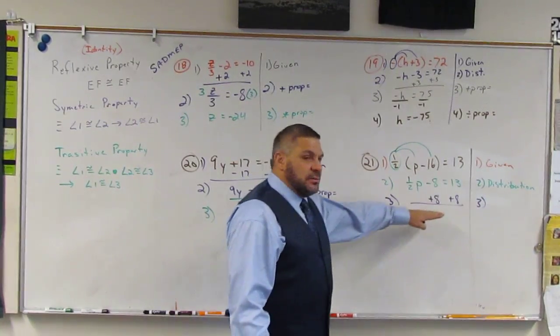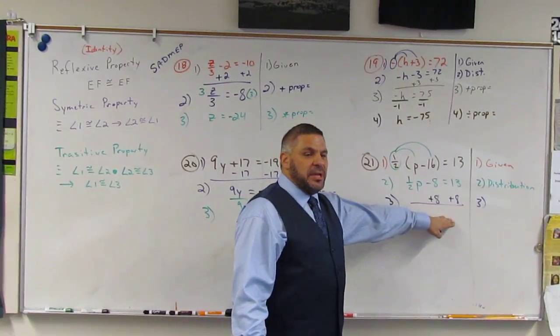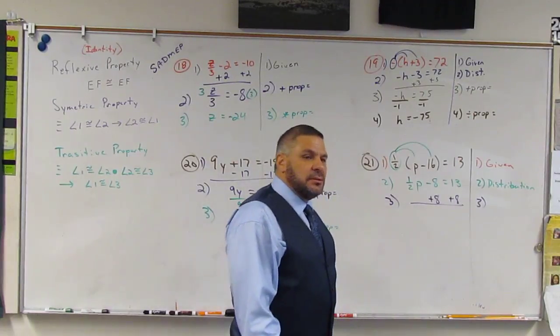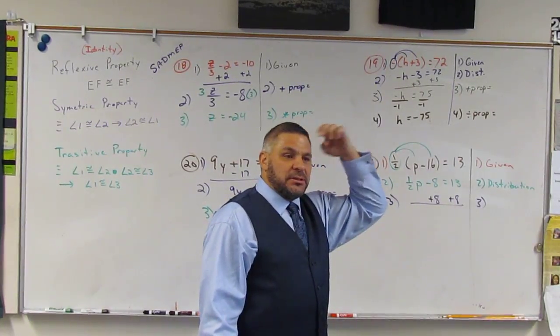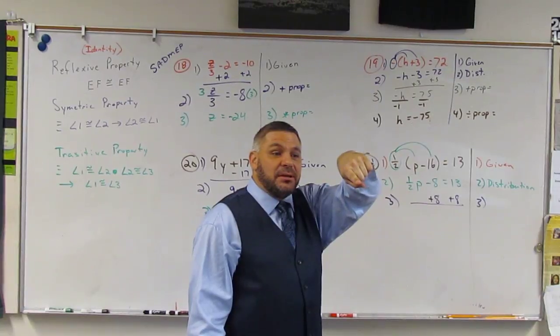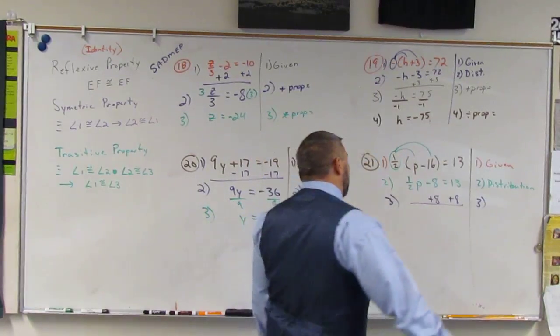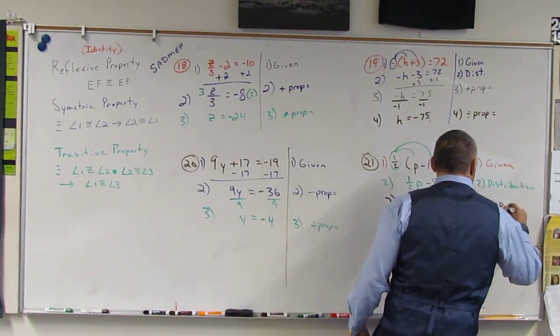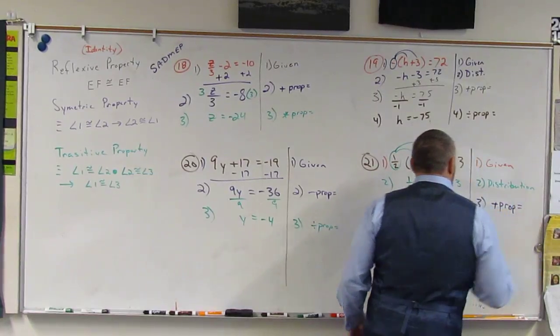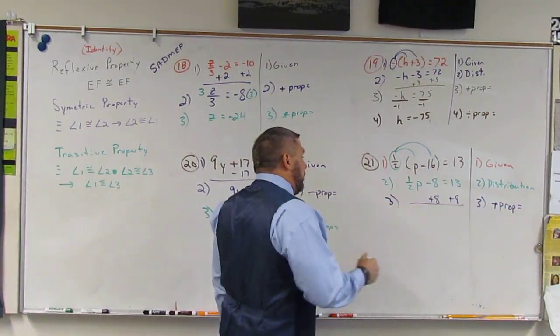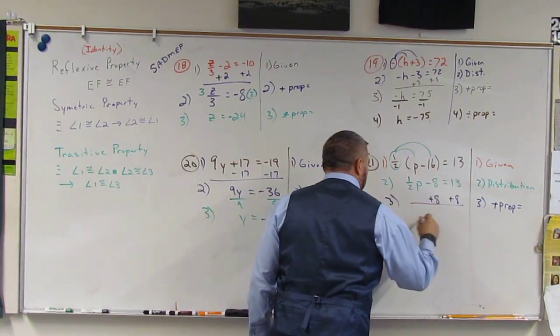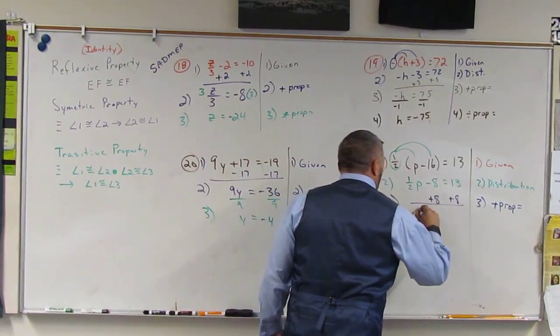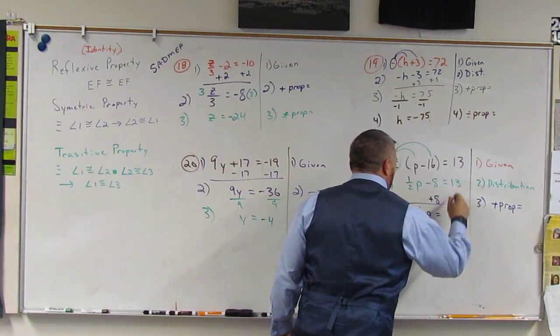Sancho, what's this? What's it called when we add to both sides? I don't know. Addition. Property. Property of equality. Good. Yes. Addition property of equality. Okay. So what do we get? We get 1/2 p is equal to what?